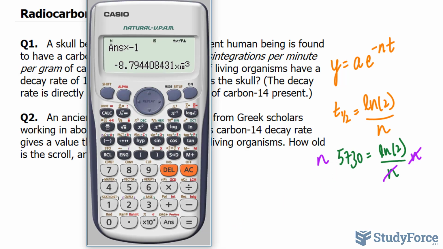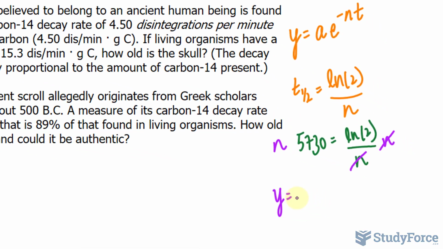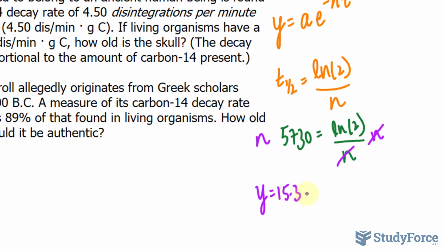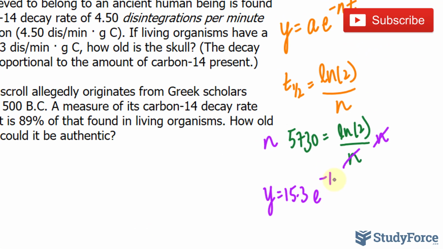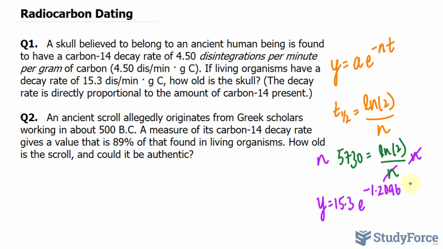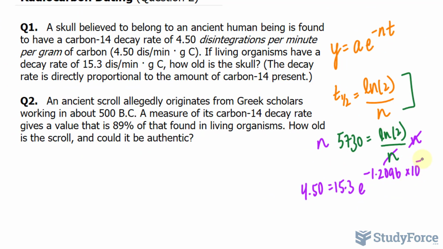Let's turn on our calculator. Ln 2 divided by 5,730, and we get 1.2096 times 10 to the power of negative 4. So I'll take this number and place it right into where I see this n. Let's go ahead and rewrite that. y is equal to 15.3 times e raised to the power of negative, this number, 1.2096 times 10 raised to the power of negative 4t.